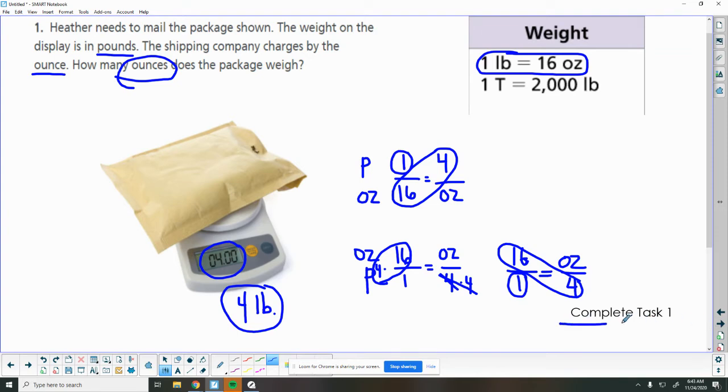Okay, so go ahead and pause the video and work on task 1 using this information. So you'll need to make sure you do this problem to get your final answer. So come back when you are ready to do task 2.